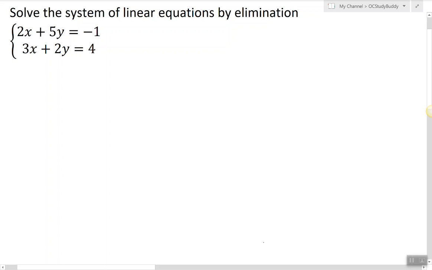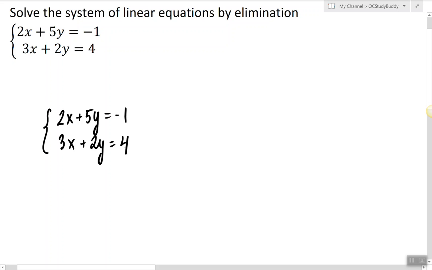In this video, I will show how to solve a system of linear equations by elimination. So when we're solving it by elimination, we have to first make sure that it is written in standard form, which is the case for our system. So let me just copy it over here.